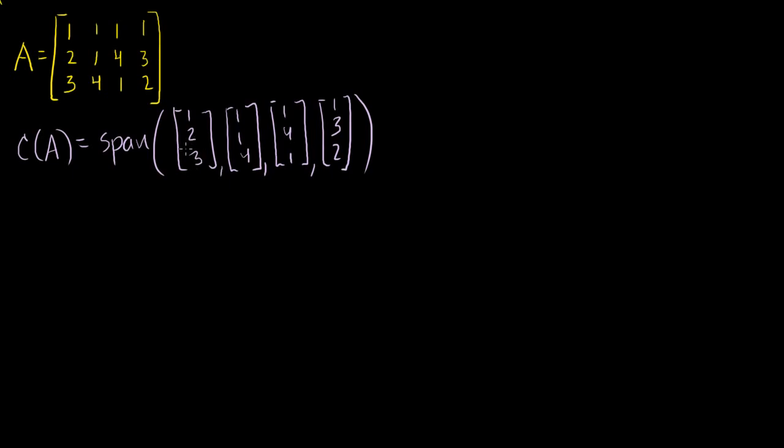If this is a linearly independent set of vectors, then this would be a basis. These vectors would be a basis for the column space of A. We don't know that yet. We don't know whether these are linearly independent. But we can figure out if they're linearly independent by looking at the null space of A. Remember, these are linearly independent if the null space of A only contains the 0 vector. So let's figure out what the null space of A is.